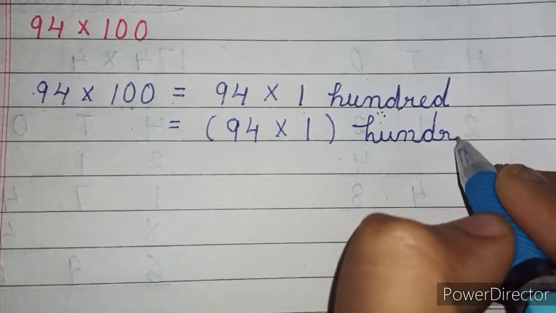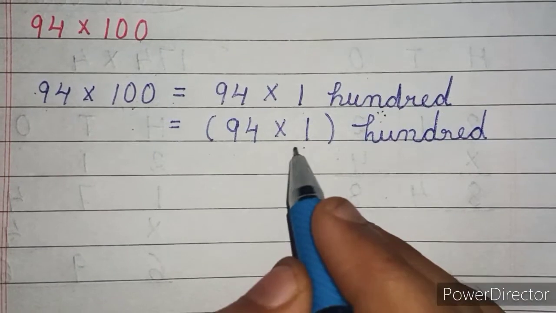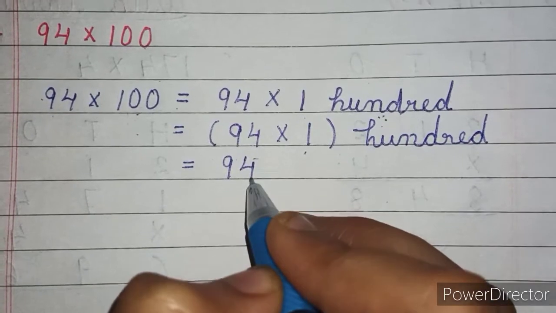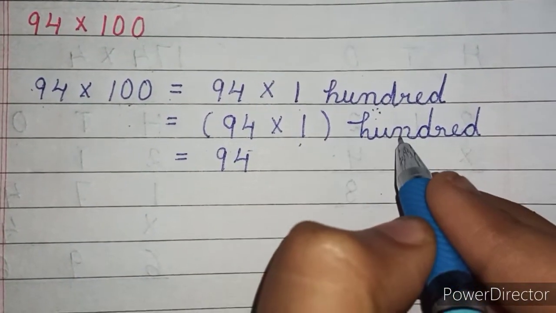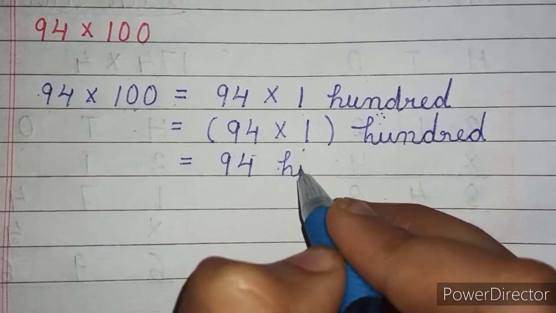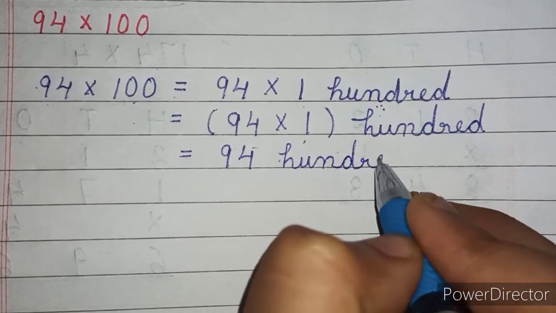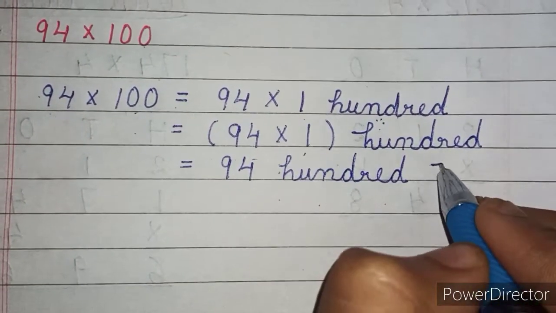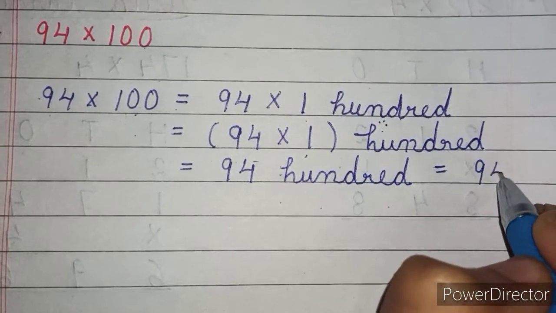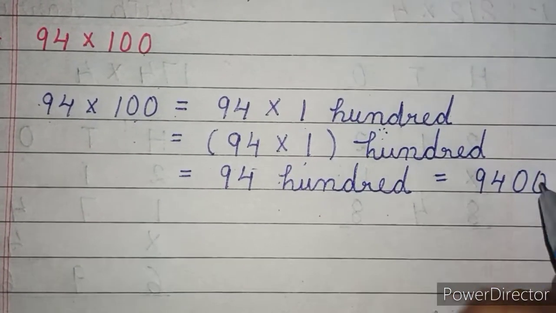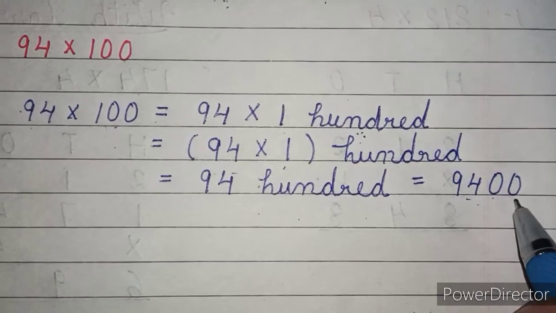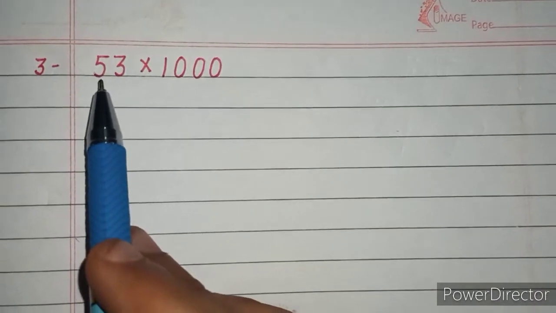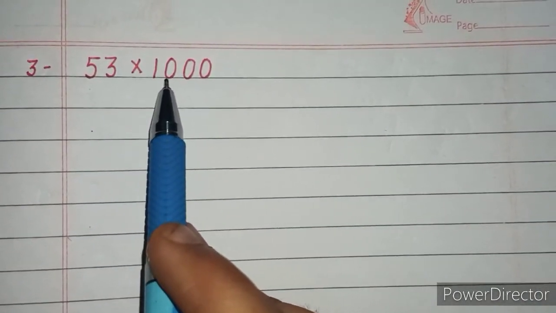Let's multiply 94 ones are 94. So we put is equal to 94. Now we will write this 100 here. Okay. Now is equal to 94 hundreds. Okay. 9400, 94 hundreds. Okay. Next question is 53 multiplied by 1000.